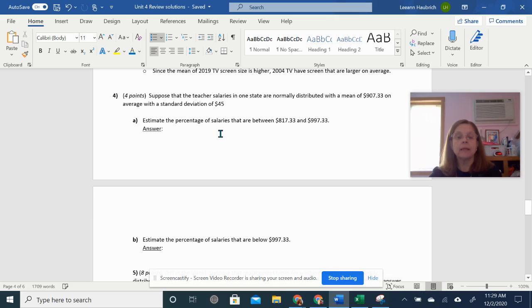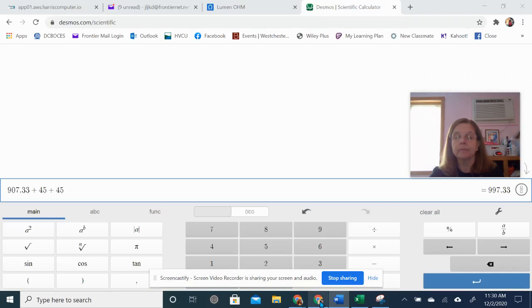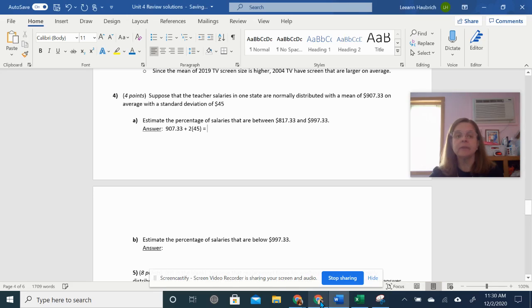So right now I know that 907.33 plus 2 times 45, or twice the standard deviation, is going to equal 997.33. So this is going to match that.